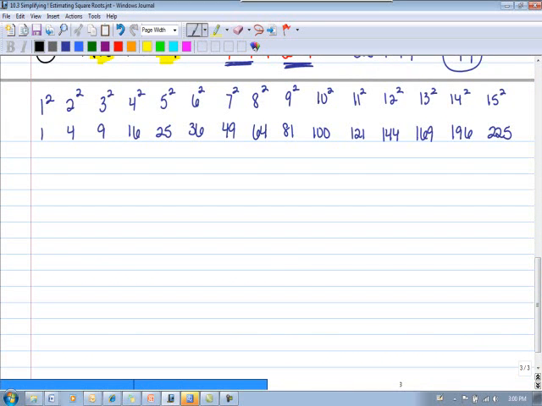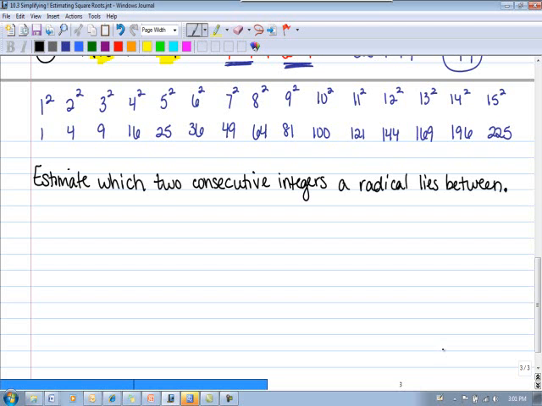All right. Our goal here is to estimate which two consecutive integers a radical lies between. Now, when we do this, we're going to want to make sure that we're looking at our chart. That'll help us at first. And then eventually you're going to just think about those perfect squares in your head. So, for example number 1, we have the square root of 54.